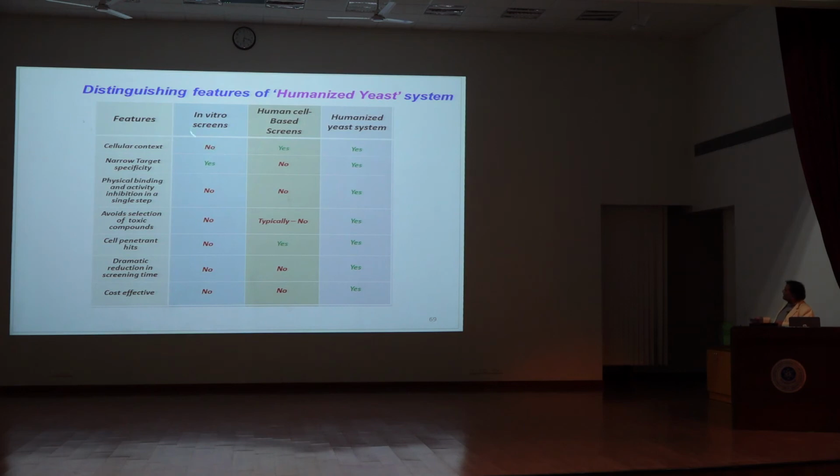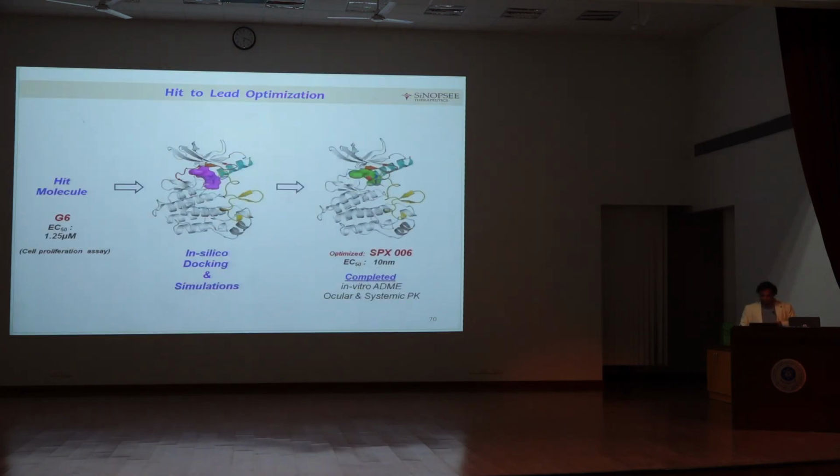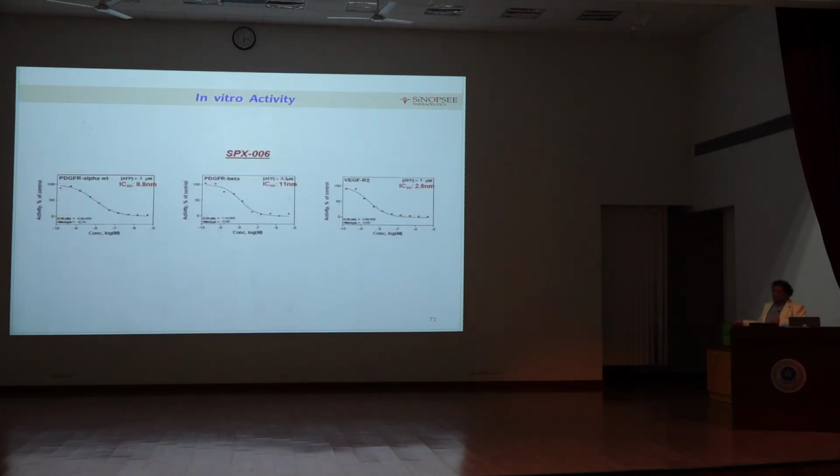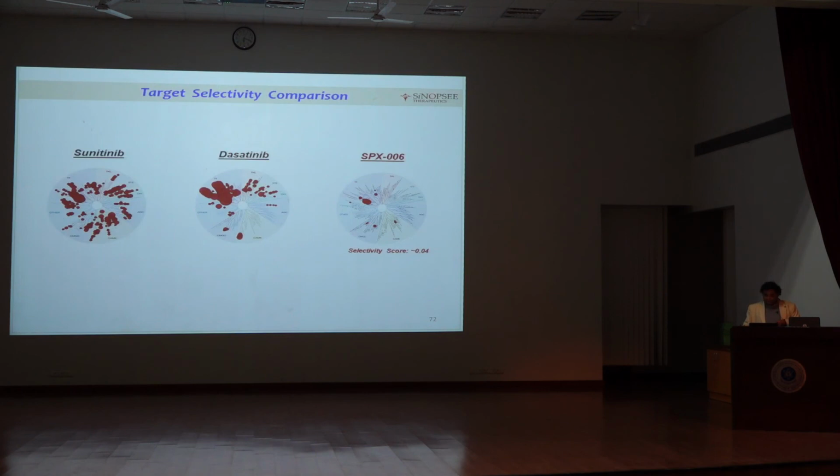And you can see that compared to in vitro screens, there are a lot of no's in these: physical binding, avoiding selection of toxicity, cell-penetrating hits. Whereas over here you got a yes in all of them. Essentially it satisfies a lot of the conditions you would require for drug discovery. Okay, so then you model it in, and then you remodel it to improve the affinity. And now you can see that we have some almost sub-nanomolar inhibitors of the same.